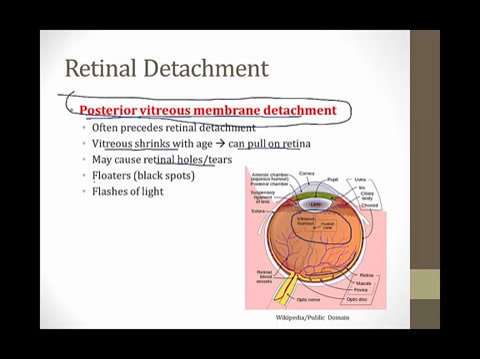This is known as a posterior vitreous membrane detachment. This can lead to the development of floaters or black spots. It can sometimes lead to flashes of light. So patients will sometimes develop this days, weeks, or even months before a retinal detachment. They will complain of floaters, and then at some point they will undergo a full-blown retinal detachment.